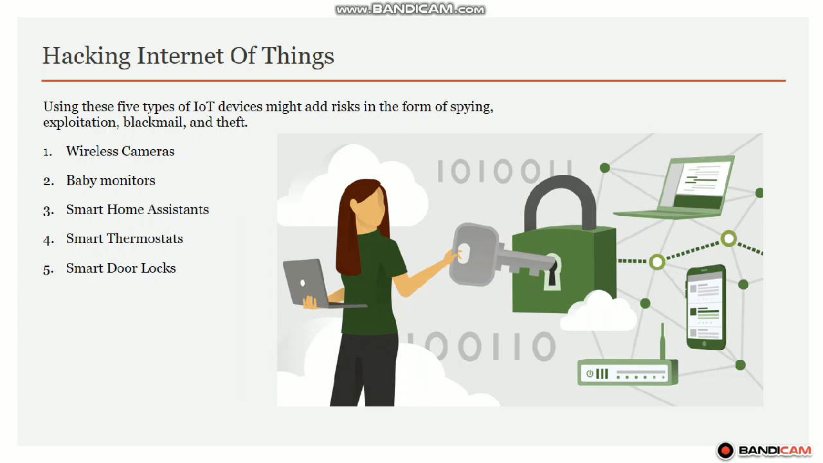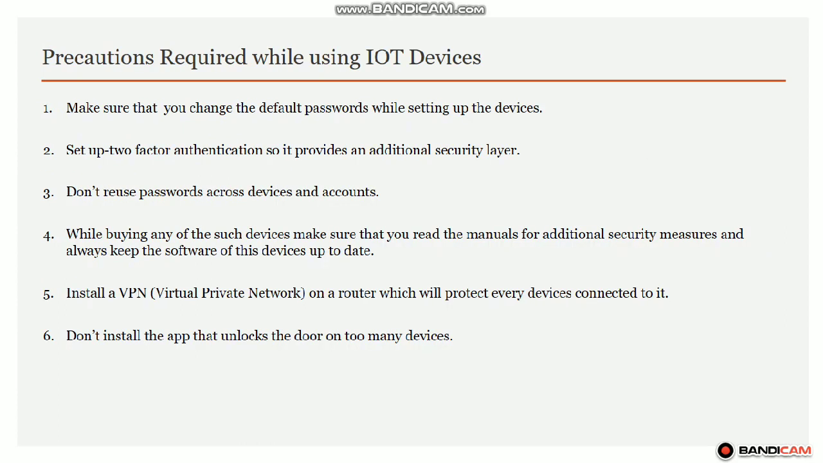Now let us see what kind of precautions we could take for preventing this. Precautions required while using IoT devices. Make sure that you change your default passwords while setting up the devices. Also, for providing an additional security layer to your devices, set up two-factor authentication. The next could be to avoid reusing your passwords across devices and accounts.